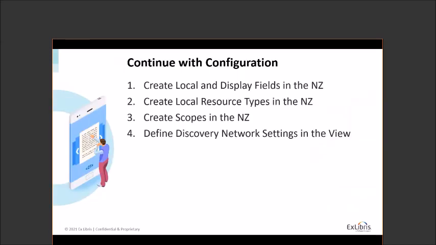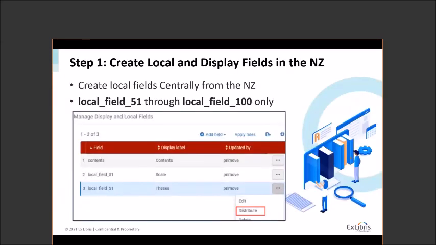Once we're done with the preparation, we can continue with the actual configuration change. You need to create local and display fields in the network zone, create local resource types, create scopes, and define view configuration settings. So the first step is to create local and display fields. You can create them centrally from the network zone. You need to use fields 51 to 100 only, and you have the option to distribute them. This is relevant for display fields.